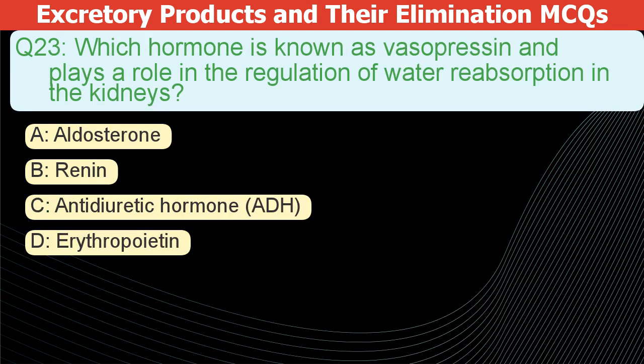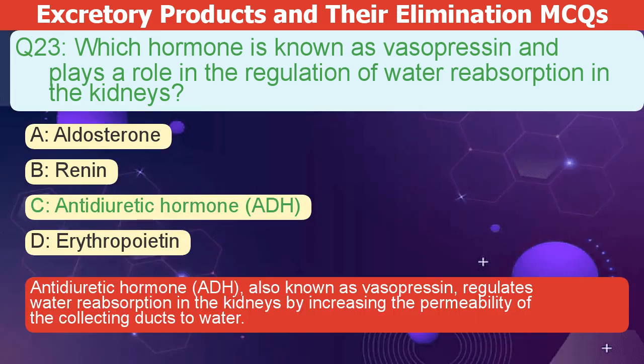Which hormone is known as vasopressin and plays a role in regulating water reabsorption in the kidneys? A. Aldosterone. B. Renin. C. Antidiuretic hormone, ADH. D. Erythropoietin. The correct answer is C. Antidiuretic hormone, or ADH, also known as vasopressin, regulates water reabsorption in the kidneys by increasing the permeability of the collecting ducts to water.